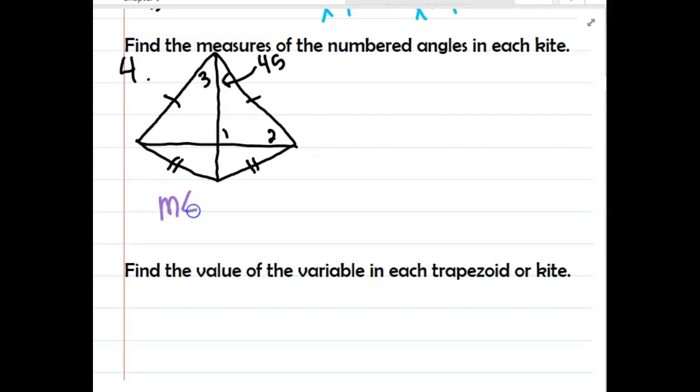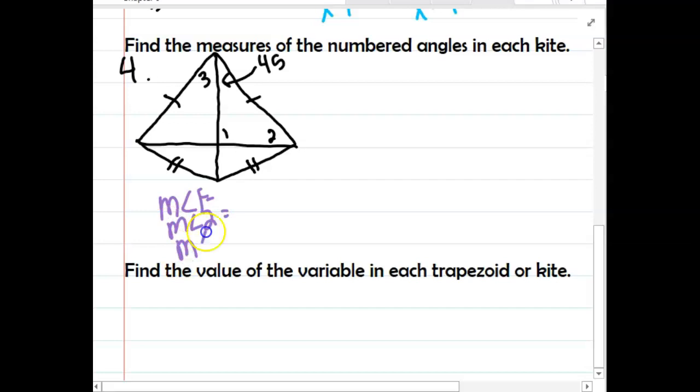Okay, so we are looking for the measure of angle 1, the measure of angle 2, and the measure of angle 3. Now, one of these should be super duper easy to find. I'm going to pause on 1. 1 should be super duper easy to find because it is the diagonal of a kite. What do we know about the diagonals of a kite? They're perpendicular.